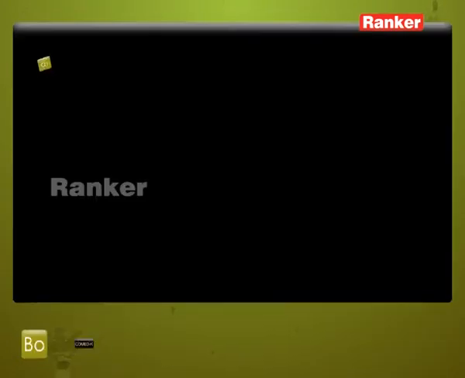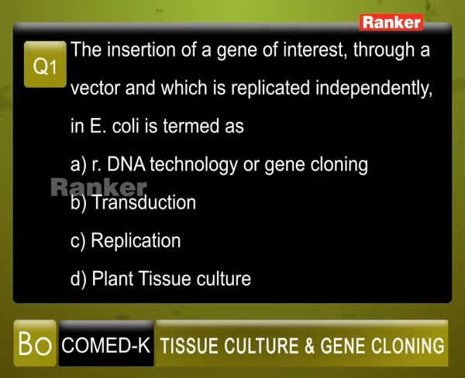Question number 1. The insertion of a gene of interest through a vector, which is replicated independently in Escherichia coli, is termed as: choice A, rDNA technology or gene cloning; B, transduction; C, replication; D, plant tissue culture.